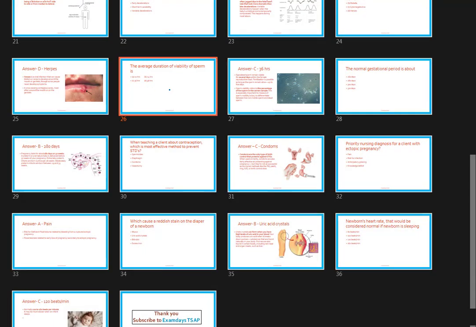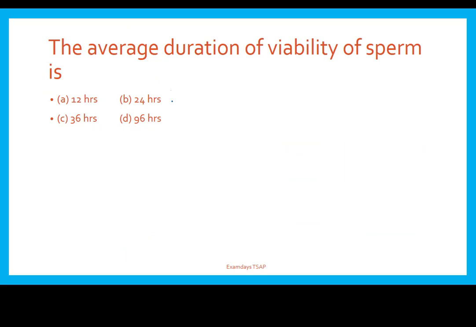So we have so many questions today. Moving on to the next question. The average duration of viability of a sperm is: A. 12 hours, B. 24 hours, C. 36 hours, D. 96 hours. So the correct answer is 36 hours.